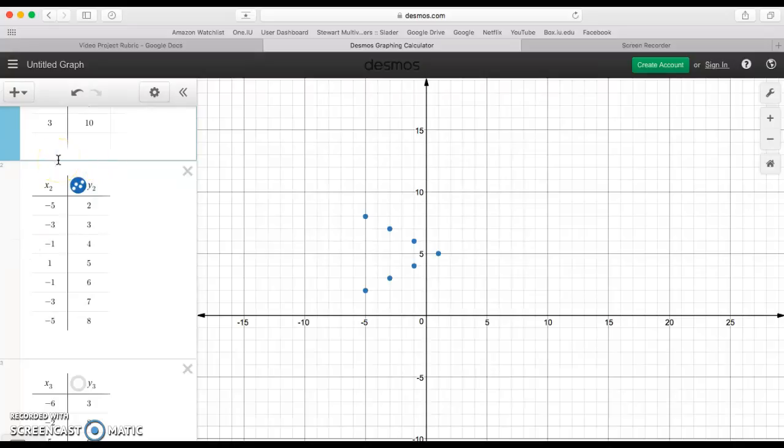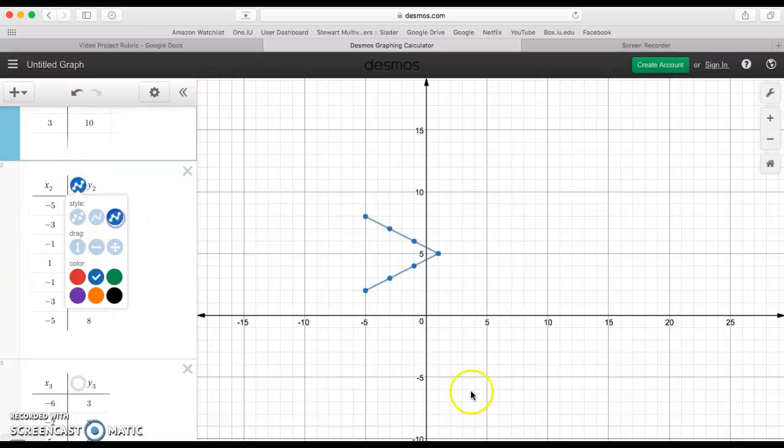This one is not organized, or it's still organized fairly well, but we do see that the domain values repeat. So there are two -5s, two -3s, two -1s in the domain value. So that tells us that this relation will not be a function.